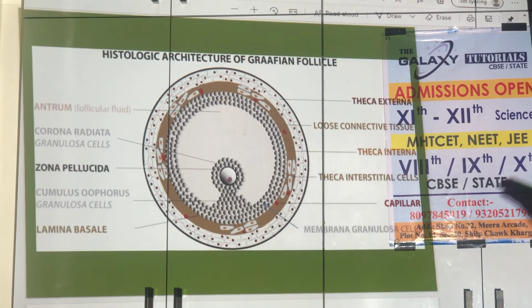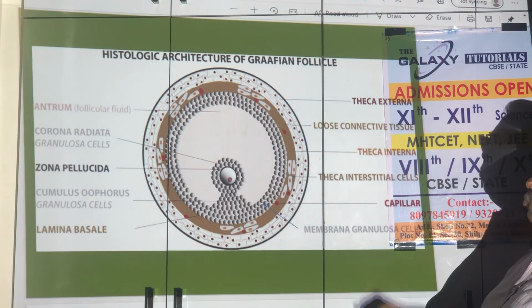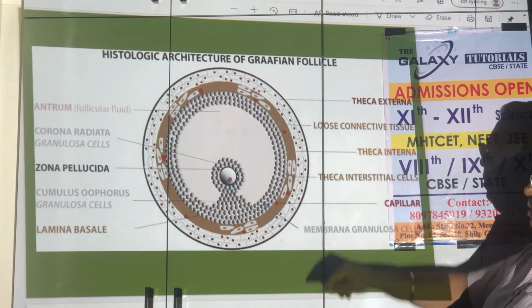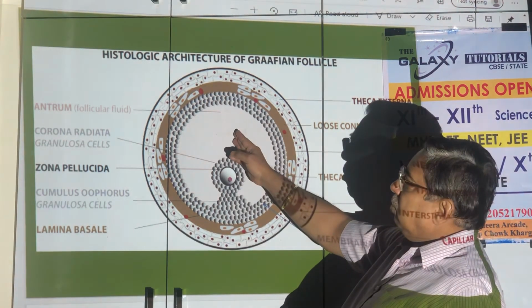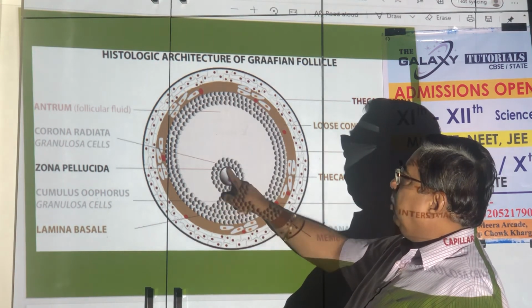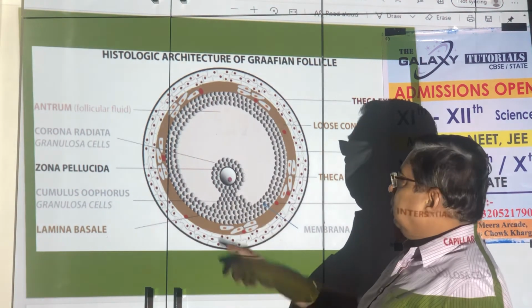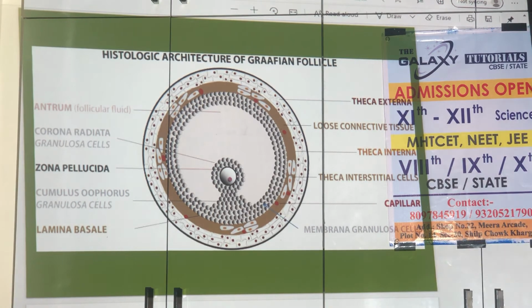Let us see a TS, same thing, but it will help you understand more. Theca externa, see the connective tissue, that basement membrane, and see the theca interna, theca interstitial cells, some cells are still there, membrana granulosa, and antrum with fluid, corona radiata, zona pellucida, the black one, and then granulosa cells forming that hillock. We do not need such part labeling or diagram, just for knowledge. Here I am giving you complete knowledge up to NEET.